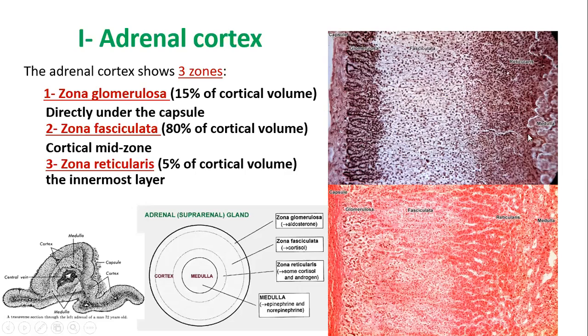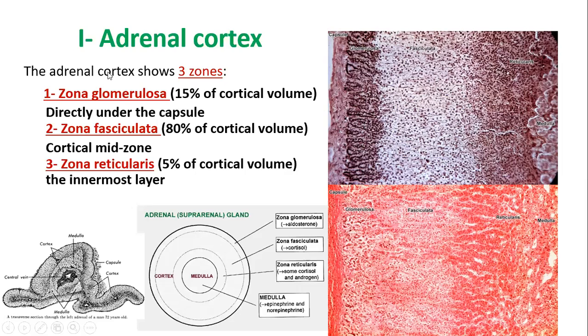The same is stained here with a special stain to make out the differences. So this is the capsule. This is the zona glomerulosa. This is the large zone called the fasciculata, and the innermost of the cortex will be the zona reticularis, and inside we have the medulla.